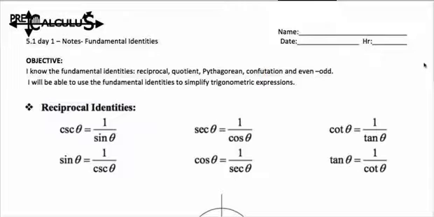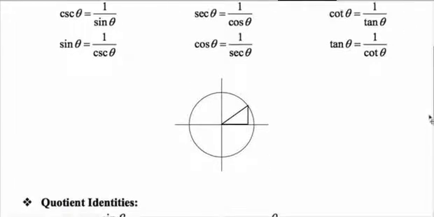Okay, so the reciprocal identities, these should hopefully be familiar to you. Cosecant goes with sine, right? They're just reciprocals of each other. Secant goes with cosine, reciprocals of each other, and cotangent goes with tangent. They're just reciprocals of each other.